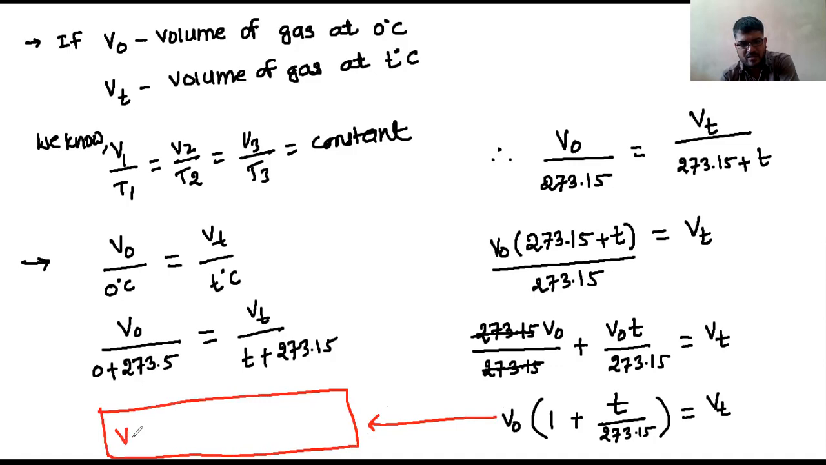So I am getting Pt is equal to P0 into bracket 1 plus T divided by 273.15. Here, Pt is the volume at temperature T degrees Celsius, P0 is the volume of gas at 0 degrees Celsius, and Pt is the volume of gas at T degrees Celsius. Pause the video, note down this. If you are stuck, ask me.